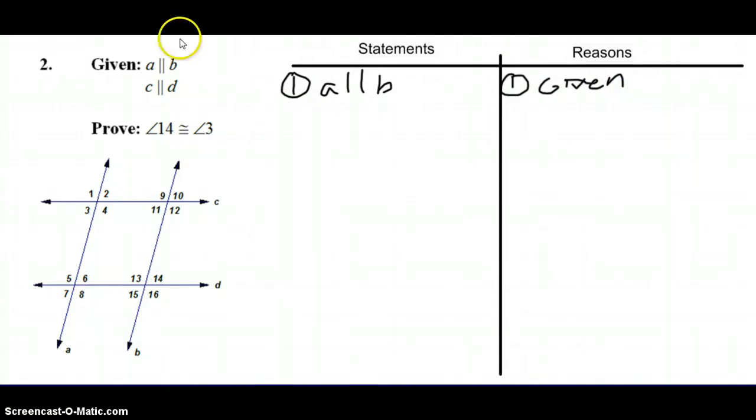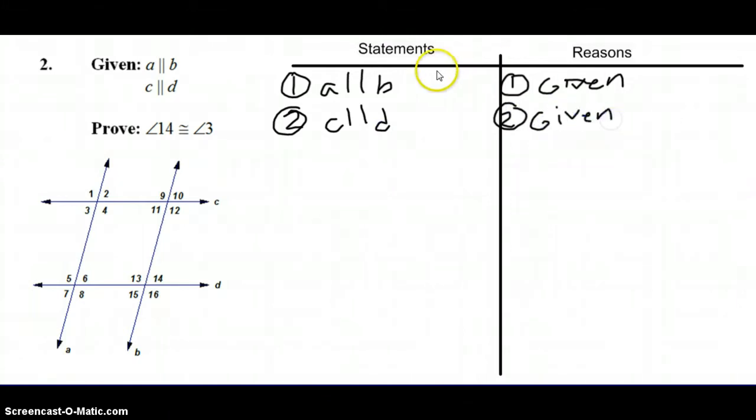Statement number 2 is that C is parallel to D, and the reason is that is also given. Now, in order to complete our proof, we're going to look at what we're trying to prove, and we're going to do a little bit of pre-planning. And so we see that angle 14 is congruent to angle 3.